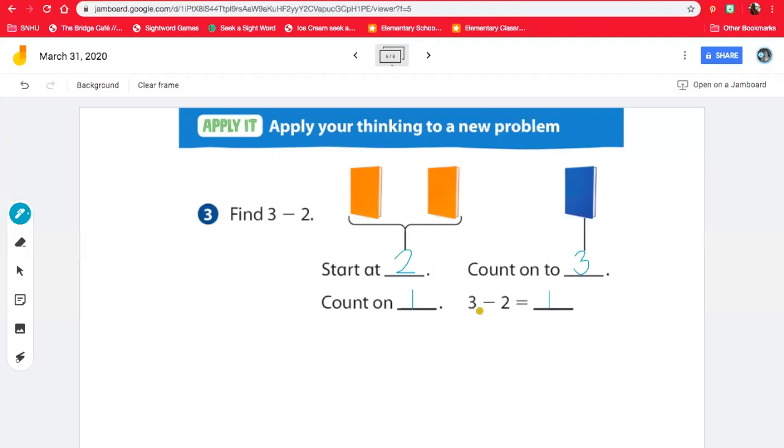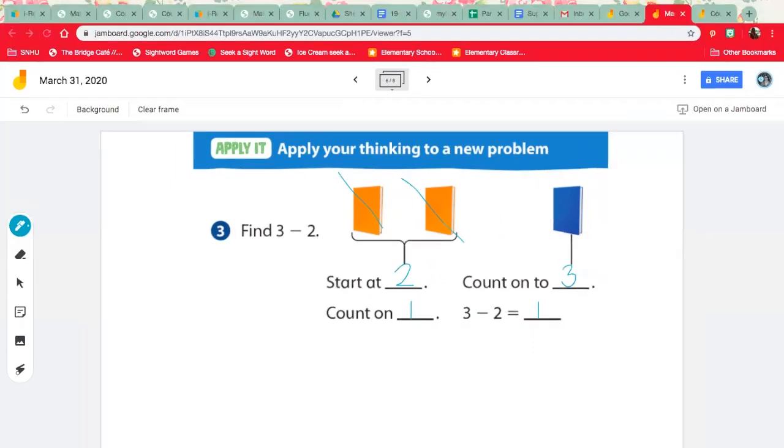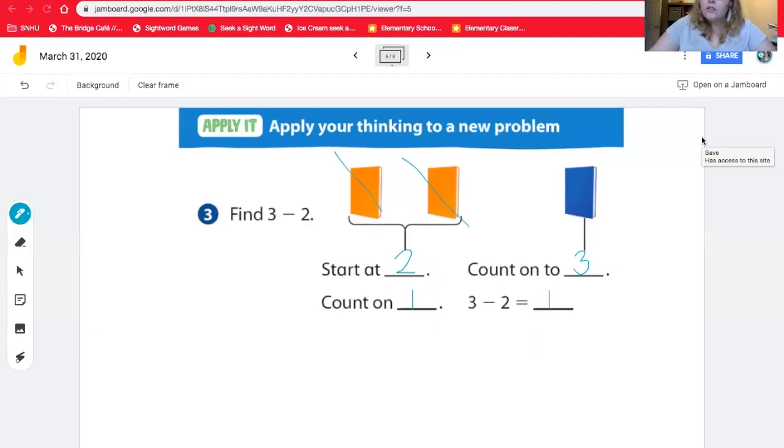We can prove that by crossing out the books. We have 3 books in all. Take away the 2 orange ones, and we have 1 left. You could also use your fingers. So if I start at 2 and I need to count on to 3, I can see how many fingers I put up to get to 3. So 2, 3. I only put up 1 finger, which means 3 take away 2 is 1.